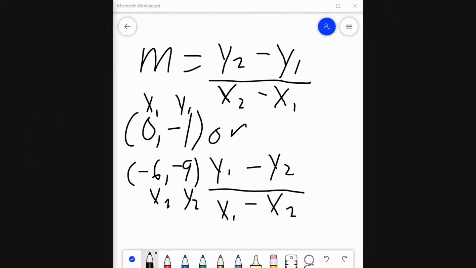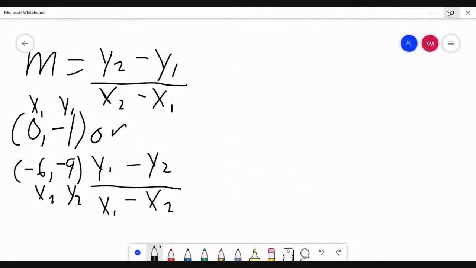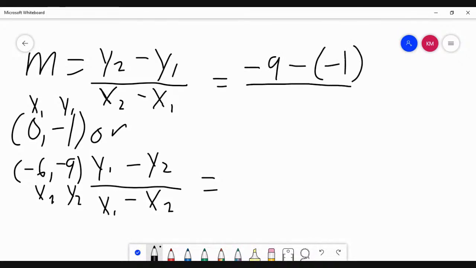If you give me one quick moment, I am going to expand my screen so you can see it fully. Now, if I do it based off of y2 minus y1, that means it is -9 minus the -1, and all of that is over -6 minus 0.